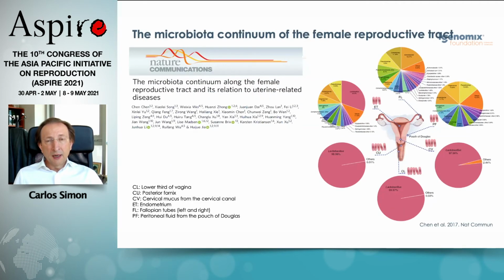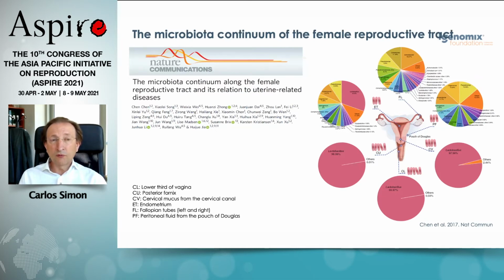Now, let's go one step back. I just want to inform you that there is a microbiota continuum in the female tract. It's not that the existence of Gardnerella in the endometrium means that there is an isolated infection of Gardnerella. The point is that there is a disbalance.